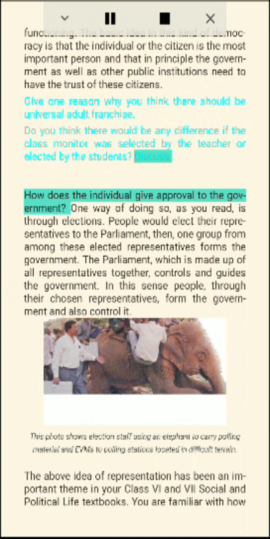Give one reason why you think there should be universal adult franchise. Do you think there would be any difference if the class monitor was selected by the teacher or elected by the students? Discuss. How does the individual give approval to the government?